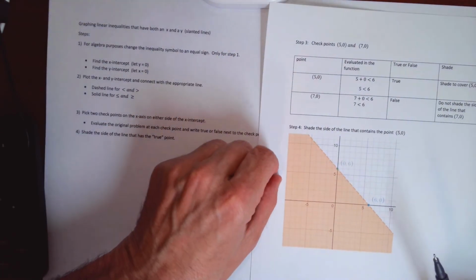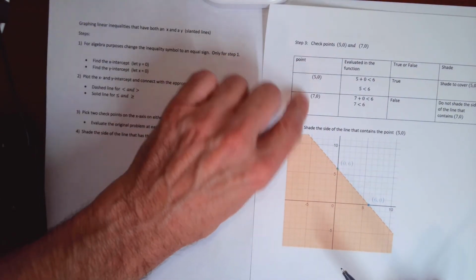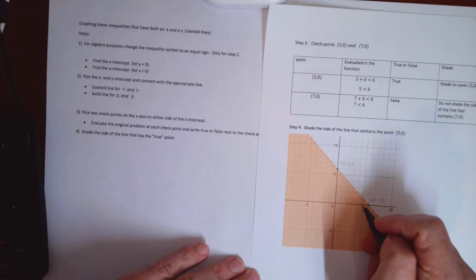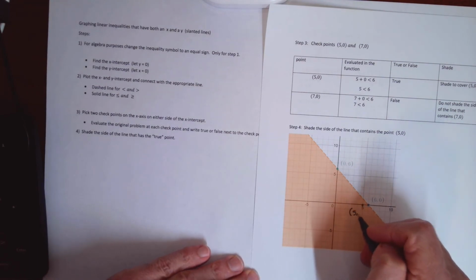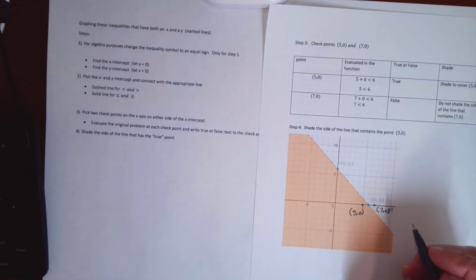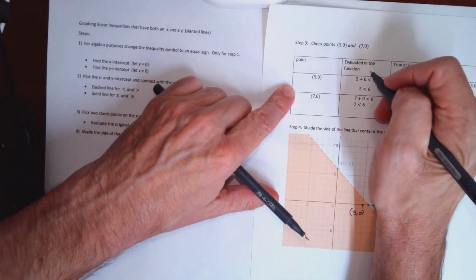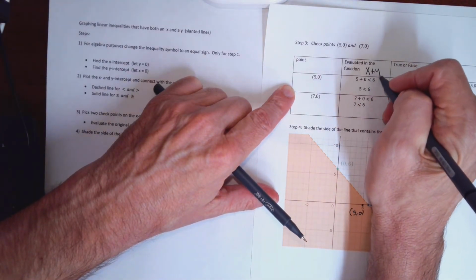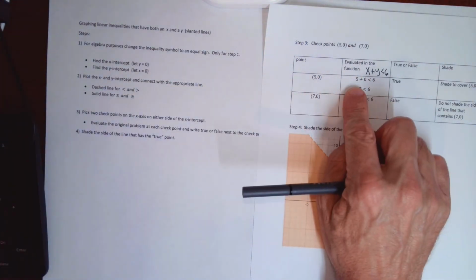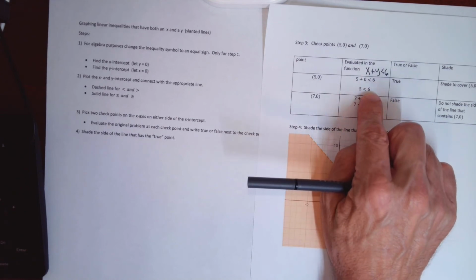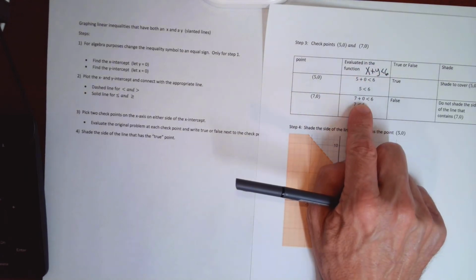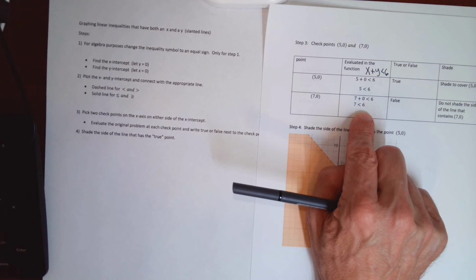That's what I did on the next page. So I picked the point (5, 0) and the point (7, 0) because they are on opposite sides of the x-intercept. The point (5, 0) is directly to the left of the x-intercept. The point (7, 0) is directly to the right of the x-intercept. Now for each one of these, I'm going to take the x and the y and plug it into the original problem, x + y < 6. So for (5, 0), I plug in 5 + 0 < 6, and I get 5 < 6. For the point (7, 0), I plug 7 in for x, 0 in for y, and get 7 + 0 < 6, which is 7 < 6.